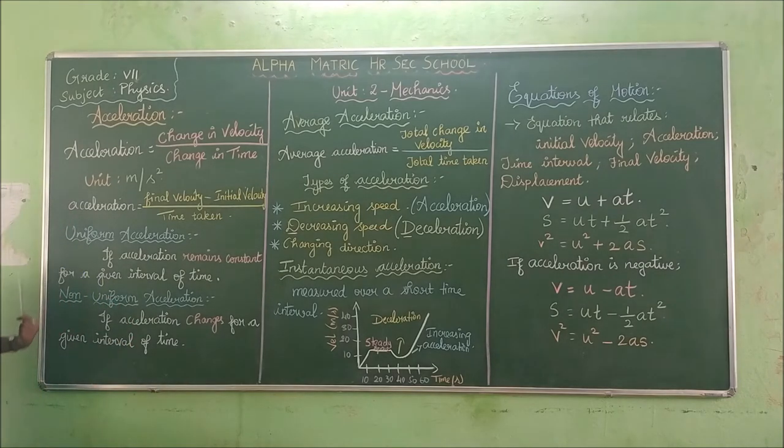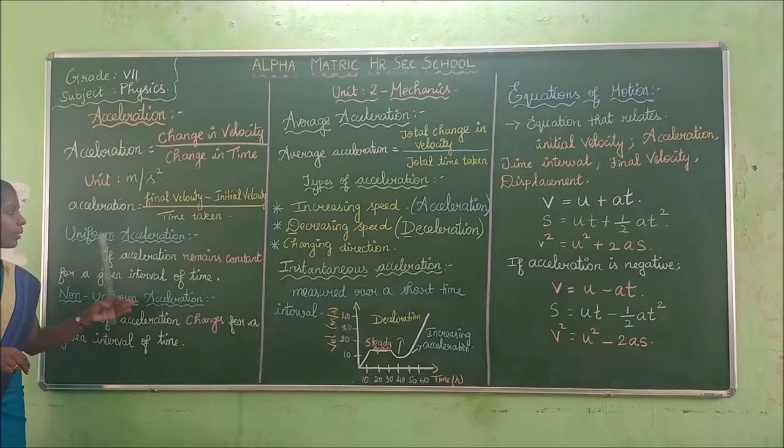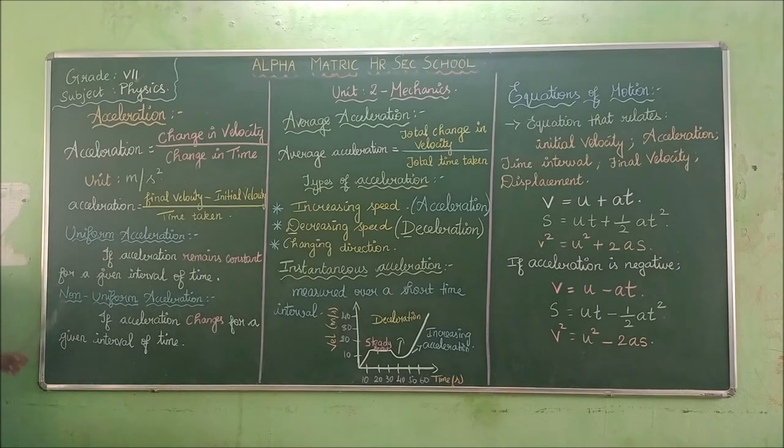Next, acceleration is of two types, namely uniform acceleration and non-uniform acceleration. Uniform acceleration is if acceleration remains constant for a given interval of time. Remains constant is nothing but if it does not change for a given interval of time, then it is said to be uniform acceleration. If acceleration changes for a given interval of time, then it is said to be non-uniform acceleration.